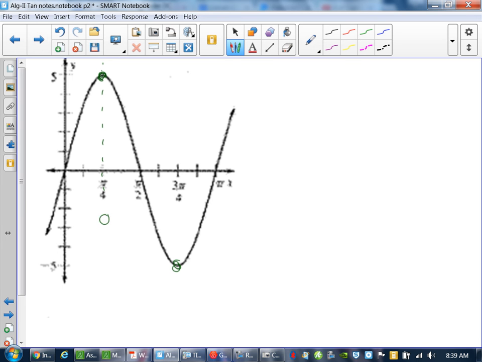Does that make sense? Pi over 4 is shifted? Yep, that's it. Oh. That's very nonchalant. Oh.